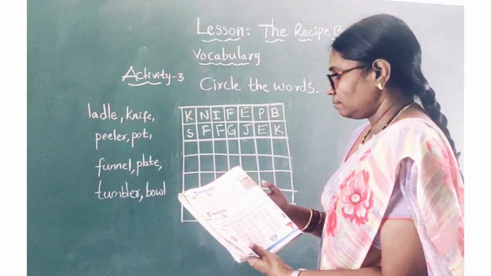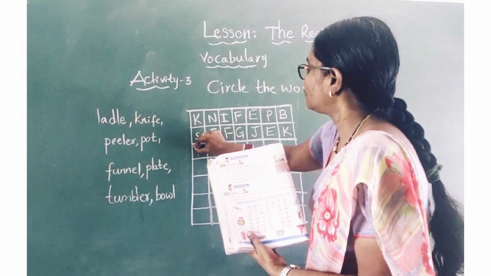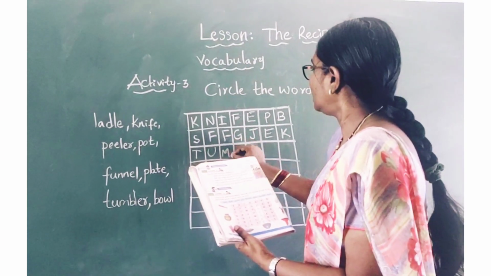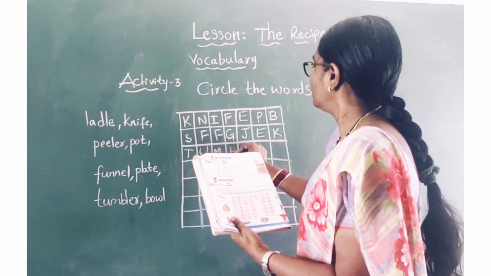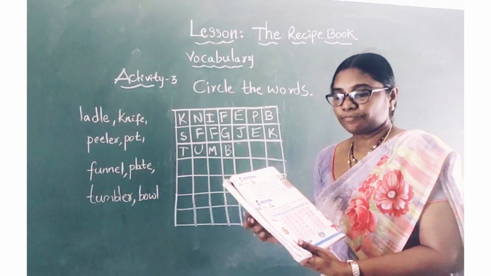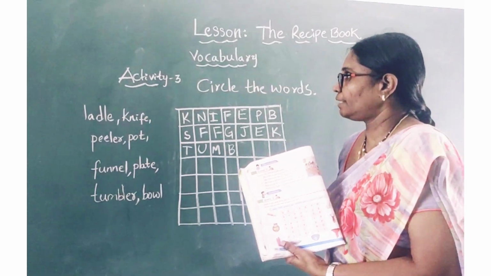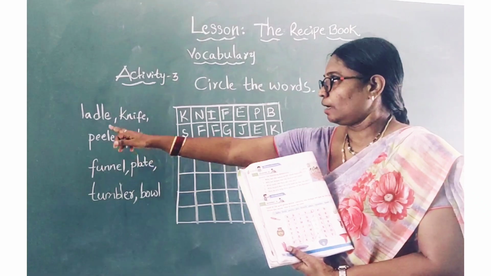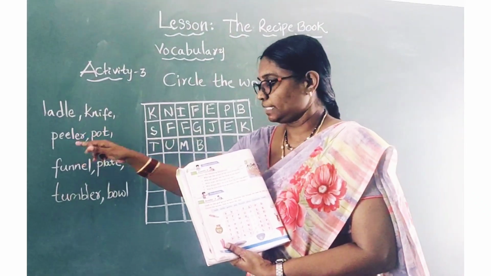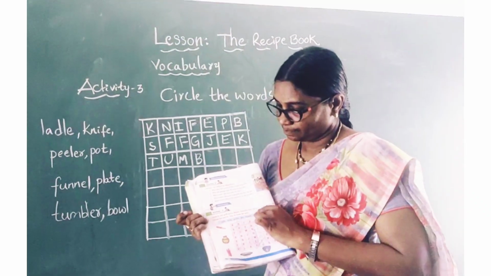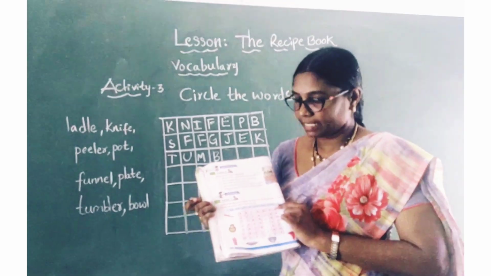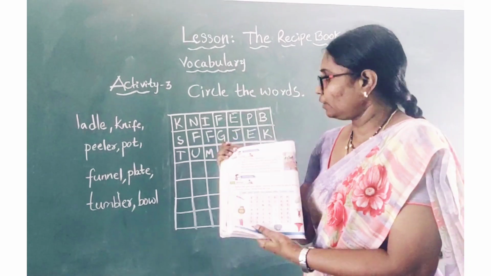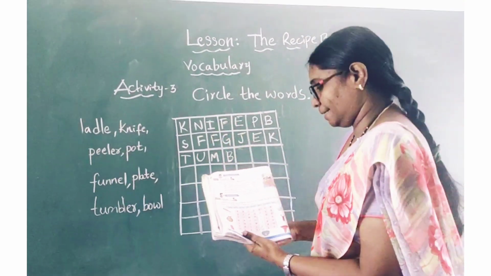So just watch because I am going to do the activity. Children, you have to follow the instruction that I have given. You have to circle the words in the grid. We have already written the words here, and the hint words are already mentioned here. So you have to read the word and circle the word in the grid. Okay.